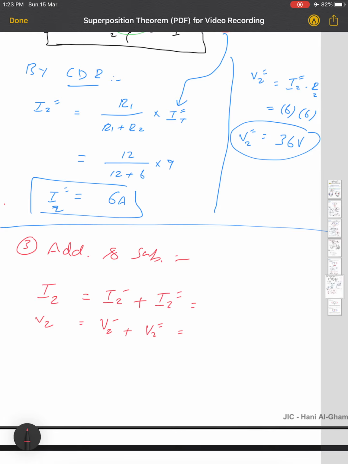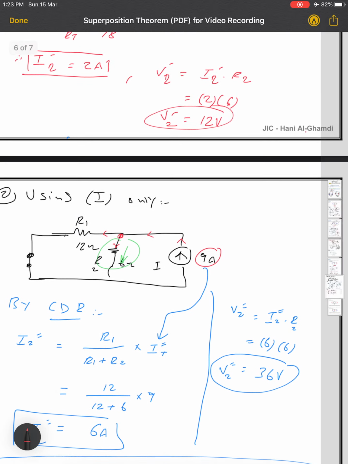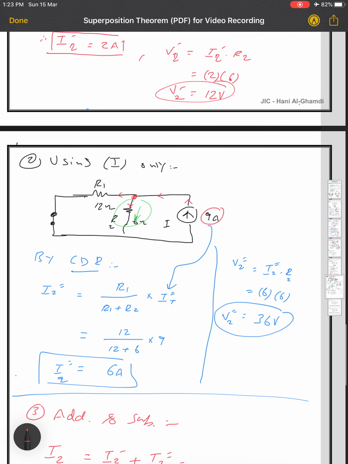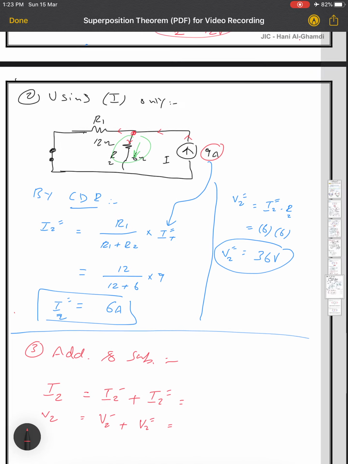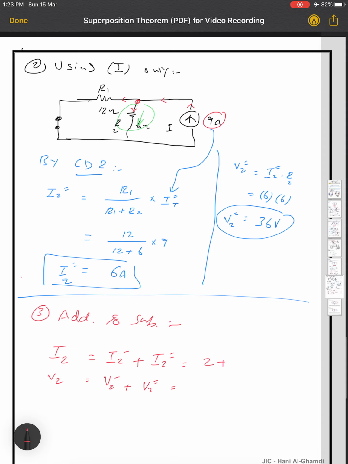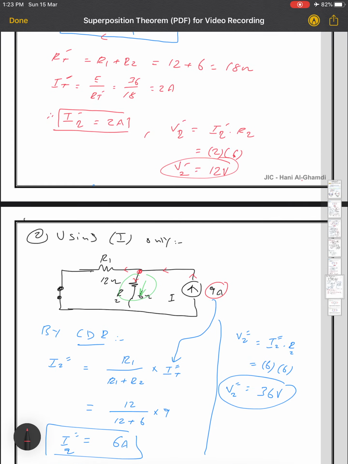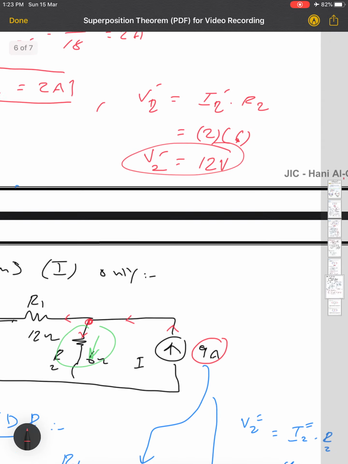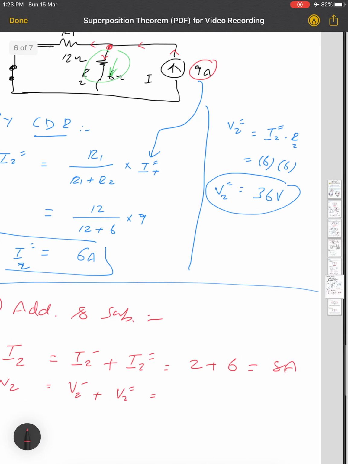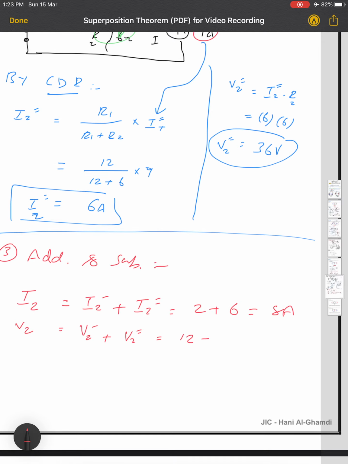So I2 prime, we found it as 2 ampere, plus I2 double prime, which is 6. So the answer is 8 ampere. What about the voltage? In the first circuit we found 12, as you can notice here, gentlemen. So it's 12 plus 36, which equals 48 voltage.